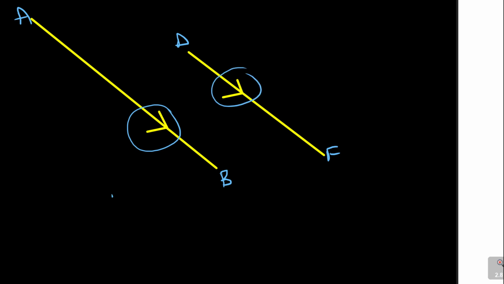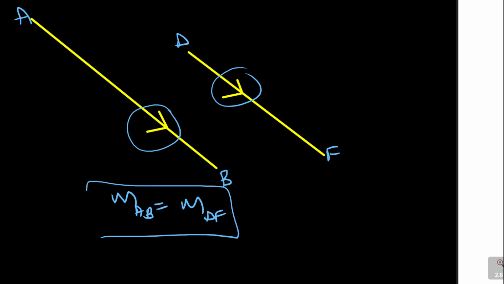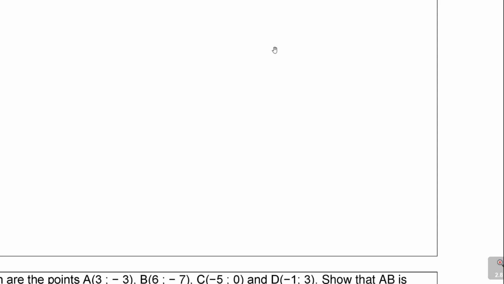But now what you also must know is that the gradient of AB must also be equal to the gradient of DF. So parallel lines have the same gradient. Alright, so that is the first part that you need to know. Okay guys, so let's move on now and look at a few questions that they can play around with using the gradient.